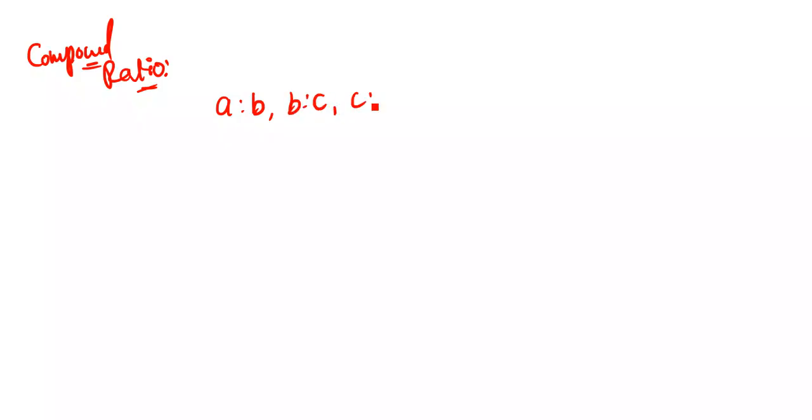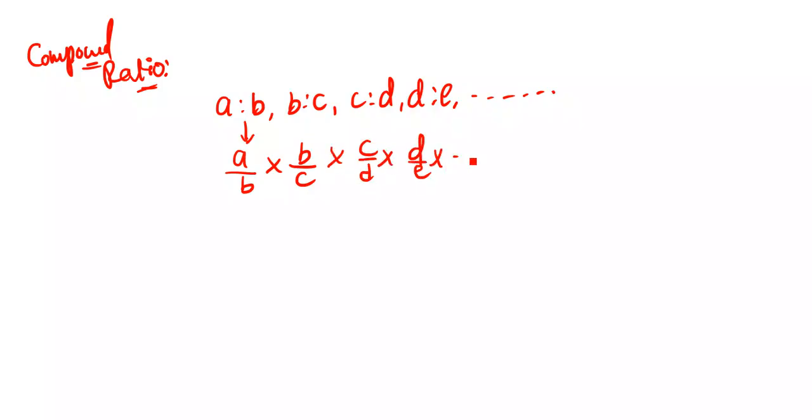Okay. The next point is compound ratio. Right. For example, A is to B, B is to C, C is to D, D is to E, and so on. What is the compound ratio? A is to B can be written as A by B. Already you know, guys, A is to B or A by B is the same. Into B is to C, written as B by C, into C by D, into D by E, and so on, guys.